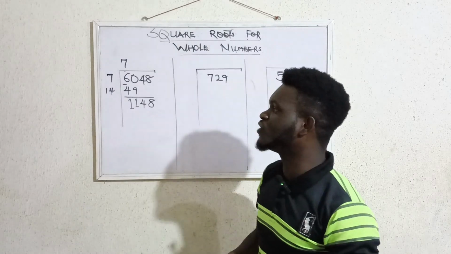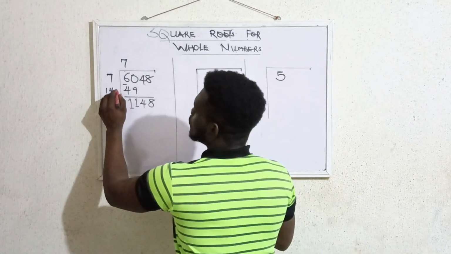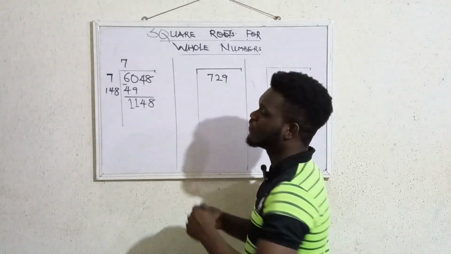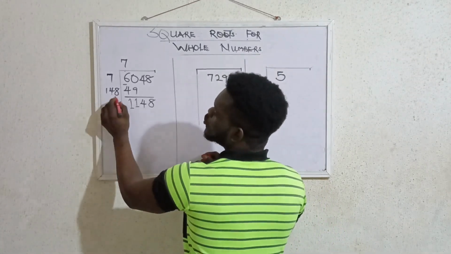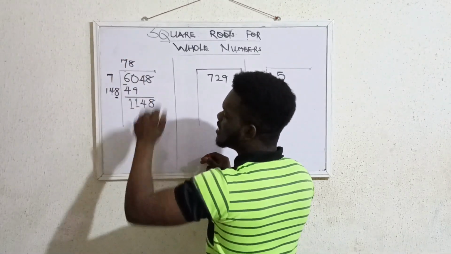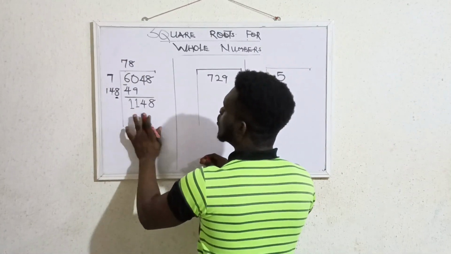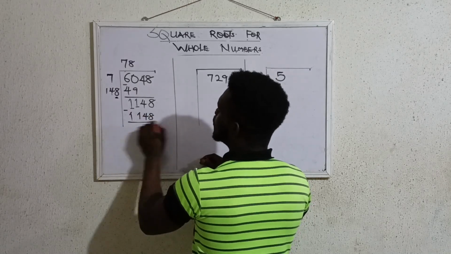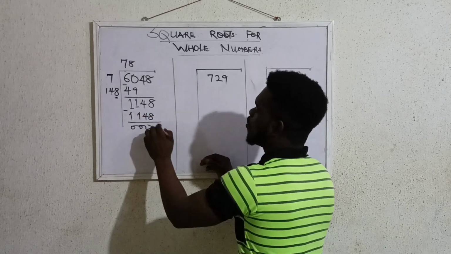If you check your multiples, you had your 8. If you merge your 8, I don't call it add, because if you call it add, it's a wrong statement. So you are merging your 8 to this, and because you merged 8, you're going to put your 8 here. So 148 times 8, it perfectly worked out, and we got 1,148.